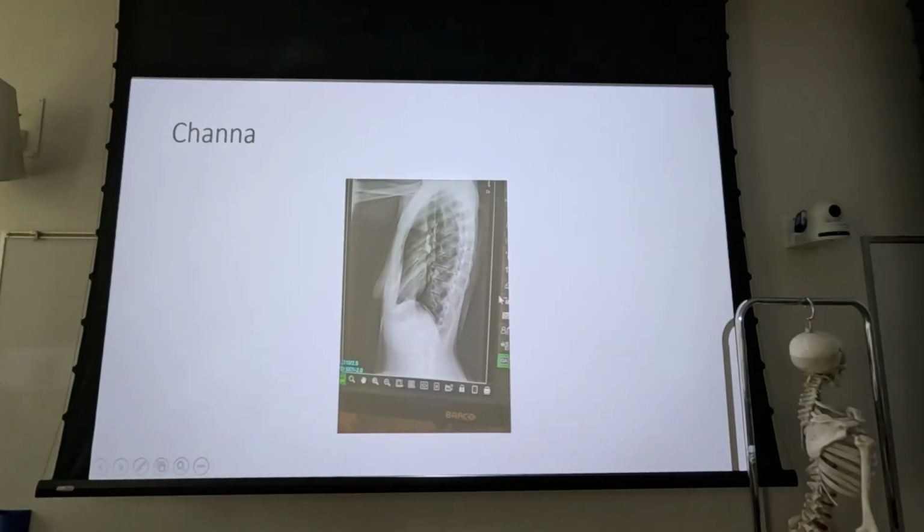Okay, I meant to take all the names off of some of these that were submitted. What about that one? Good lateral chest X-ray?